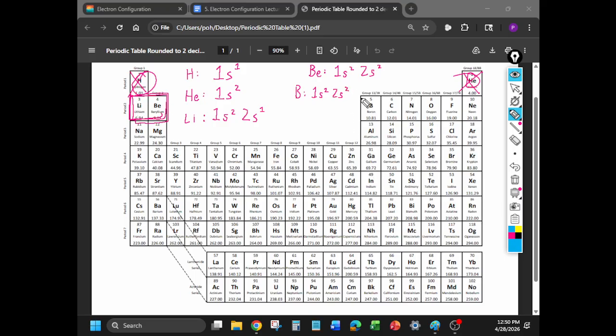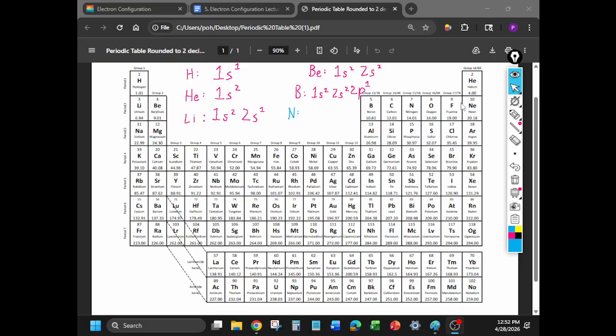But if you look at boron, what subshell is boron in? P. It is in P. This section right here is all P. So here, we're going to change from 2s to 2p. It's box number 1, so it's going to be 2p1. So that's the pattern. Once you move to a new subshell, you don't change the exponent. You go on to writing a different subshell.